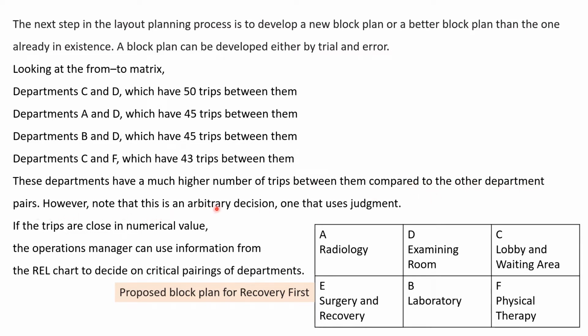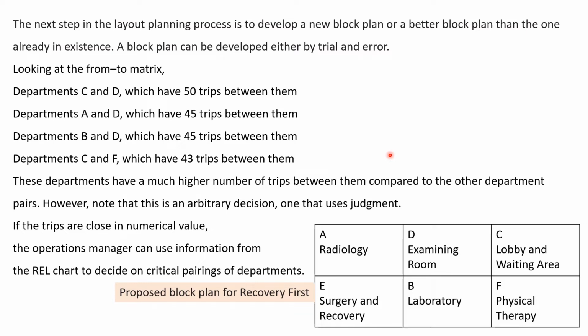However, note that this is just an arbitrary decision, one that uses judgment. If the trips are close in numerical value, the operations managers can use information from the relationship chart to decide on critical pairings of departments. By the way, now we are doing just with the from-to matrix. We are doing it based on the frequency of movement, only considering the frequency of movement rather than the relationship chart.